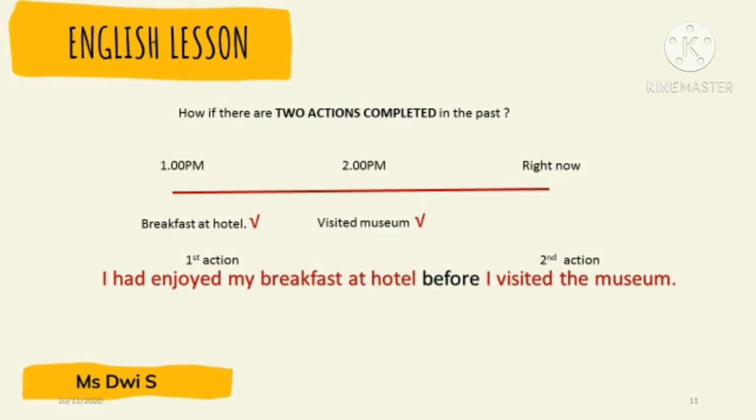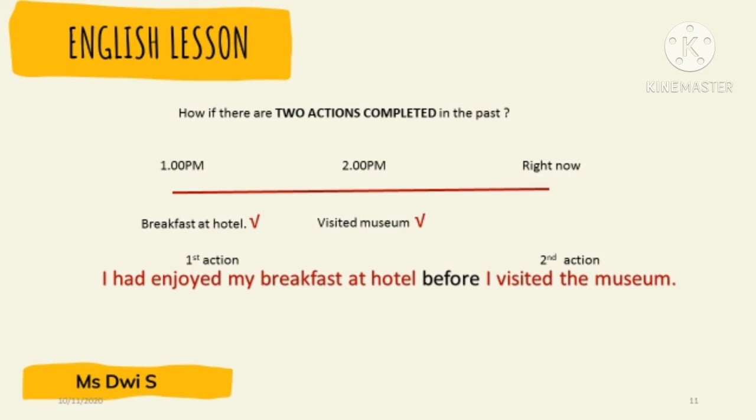Now, let's look at the chart. The first action happened at 1 p.m., and then after that, at 2 p.m., the second action happened, that is visited museum. So here it is clear, right, that the breakfast happened earlier. After that, visited museum.